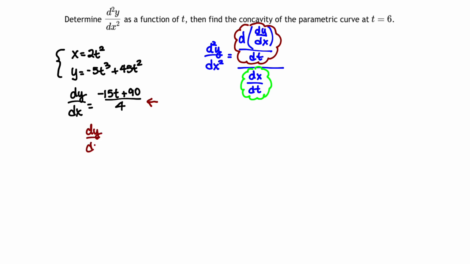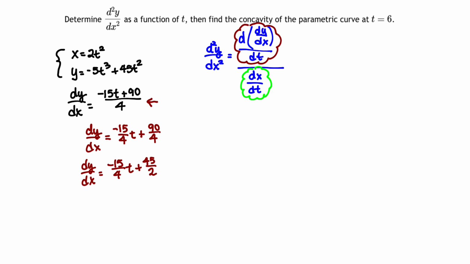dy/dx is negative 15t plus 90 over 4. It's a quotient, right? Or a big fraction. Well, I would rather look at it as a linear function. You can take the 4, which is a monomial, and divide it into each of our terms. That would give us that dy/dx is negative 15 fourths t plus 90 over 4, or we could go one more step if we wanted to be a little more rigorous, although it's not necessary, but we could divide that down to have that as 45 over 2.